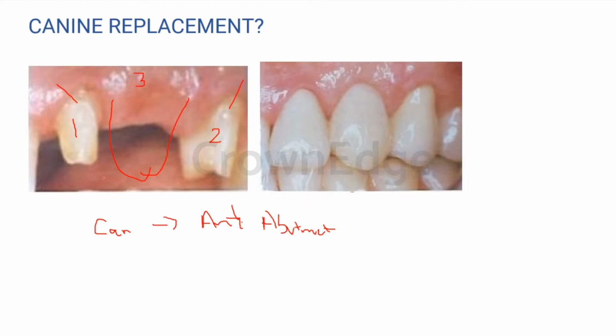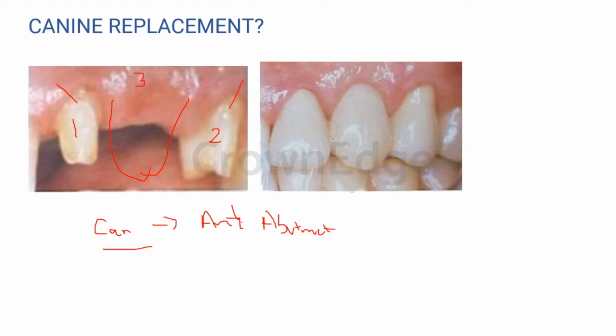But the problem is this: your lateral incisor is your weakest abutment in the entire mouth, and your first premolar is the weakest posterior abutment, the second weakest abutment in your mouth. So to replace a very strong abutment, you're taking the support of two weak abutments.